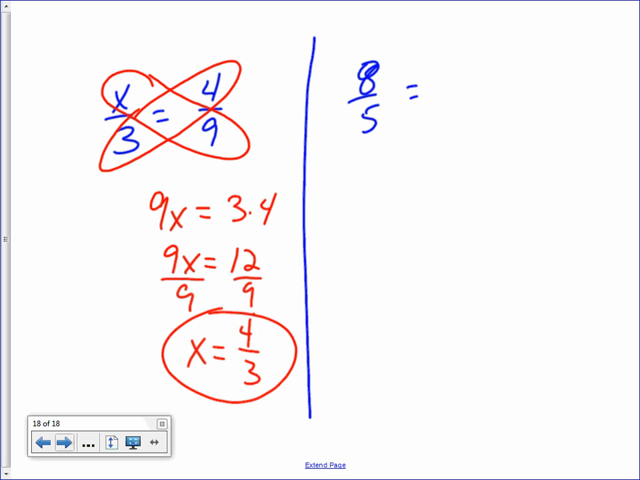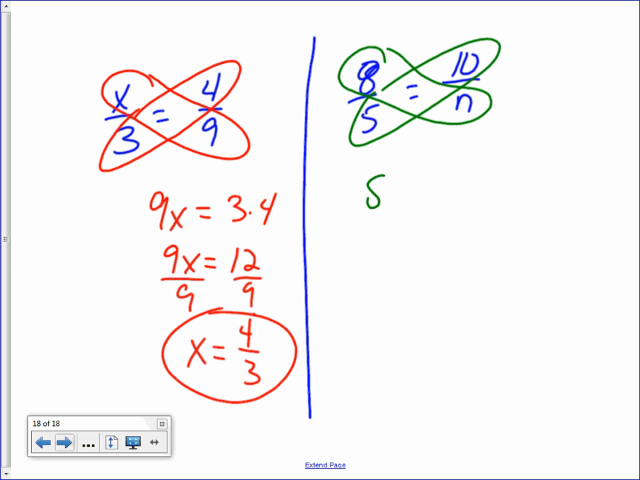If I gave you another one, for instance, 8 over 5 equals 10 over n. If we wanted to figure this one out, we would again cross multiply. You'd get 8n equals 50. If you divide by the 8, you'd have n is equal to 50 over 8, which is 25 over 4. Some of you would say 6 and a fourth, 6.25. Either way is fine.